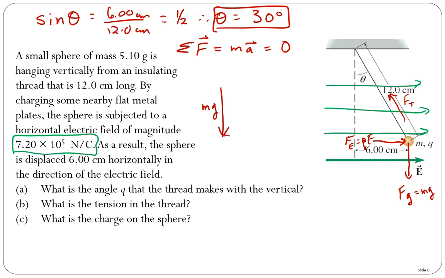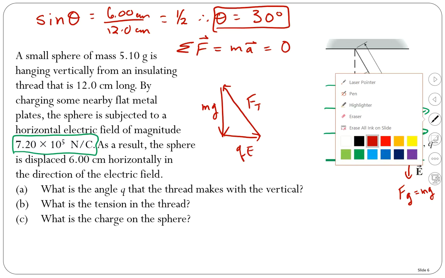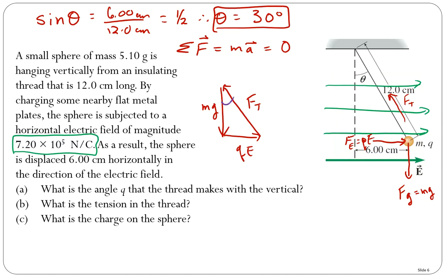I'm going to have mg, qE, and FT. And we already know the angle there, 30 degrees. So given that triangle, I can now find what the force of tension is. How would you like to do this? There's only one way.